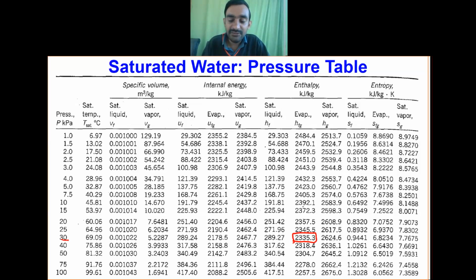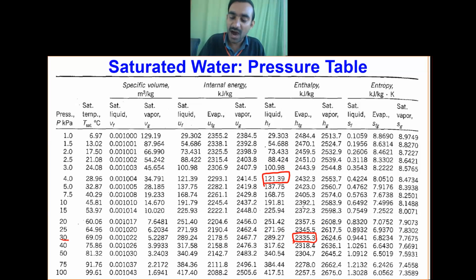Similarly, it is not always the case that only the first property given can specify other states. It may also happen that I am given a condition that we have a saturated liquid state and the enthalpy at the saturated liquid state is equal to 121.39 kilojoule per kg. Now we have to determine what will be the saturation temperature and the saturation pressure corresponding to this state.